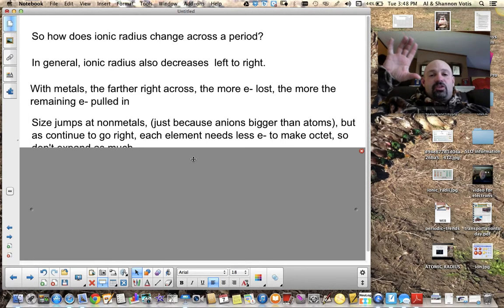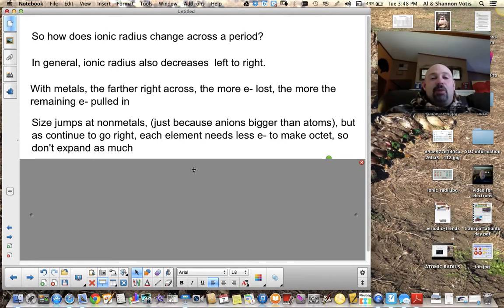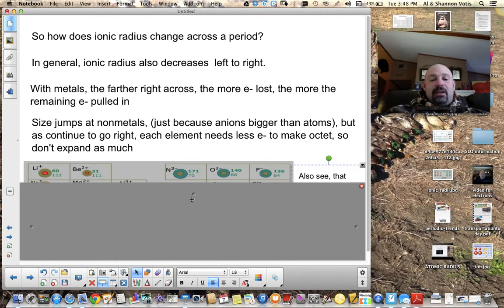Because remember, we're changing to gaining electrons, which expands the size of the atom. But as we go to the right, we're not gaining as many electrons, so our atoms aren't getting as big. They're gaining fewer electrons, so we're not expanding as much. We're not feeling as much less pull as we were with the atom before. So as we go across a row, ionic radius is going to get smaller.